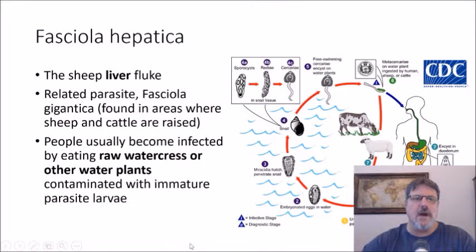Now, the first one I want to talk about is Fasciola hepatica, better known as the sheep liver fluke. It's related to another trematode called Fasciola gigantica. And Fasciola hepatica are found in areas where there's sheep and cattle being raised. And typically people become infected by eating raw watercress or other water plants that are contaminated with the immature parasite larva.